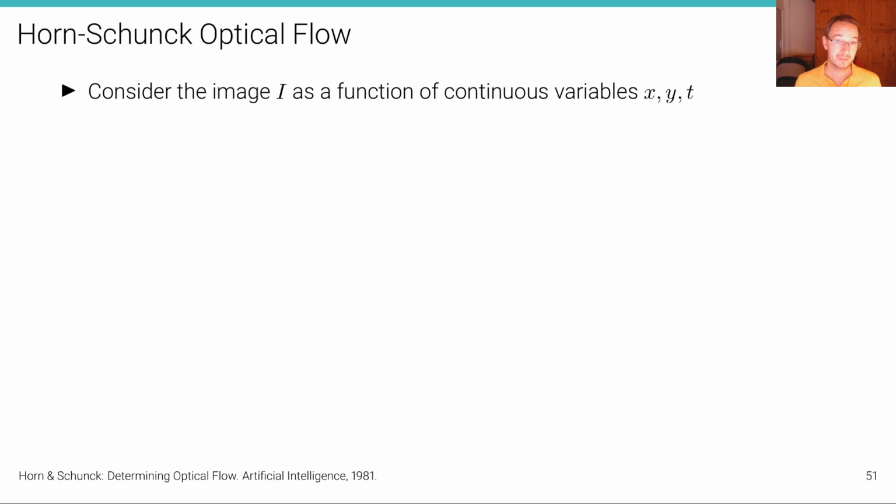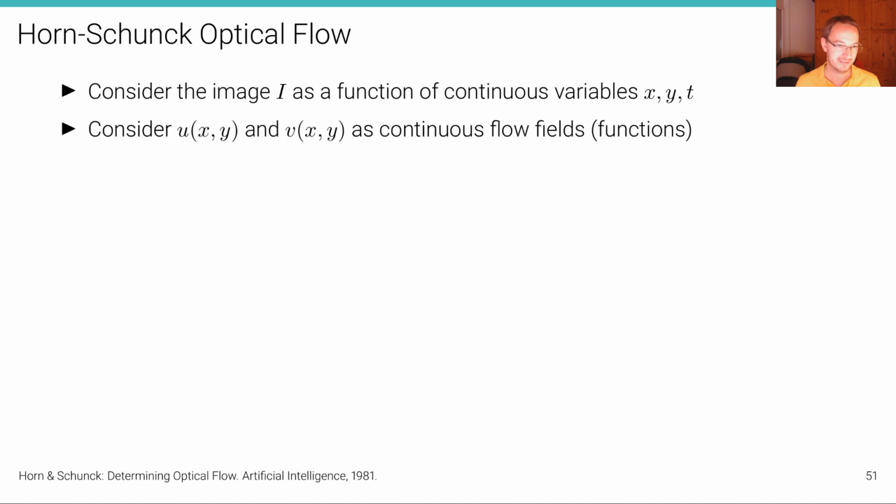The algorithm that we are going to look at is the most seminal one, the famous Horn-Schunck optical flow algorithm, published already in 1981, so 40 years ago. Consider the image I as a function of continuous variables x, y, and t. And consider u of xy and v of xy as continuous optical flow fields. So we're modeling everything continuously first, and then we're discretizing it later. So u and v are continuous flow fields. They are functions of x and y.